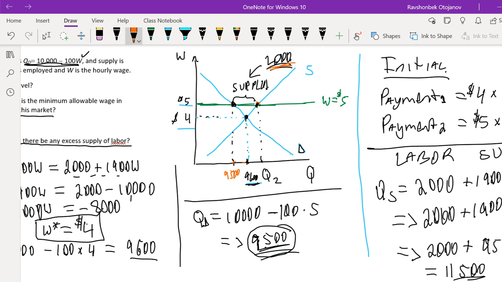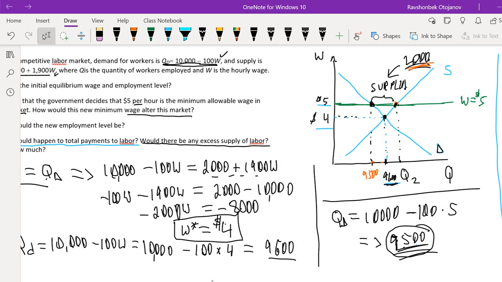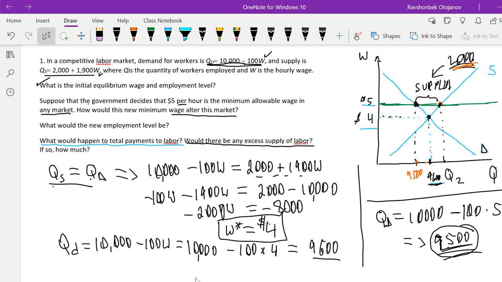So in addition to the 100 people who lost jobs, there are 1,900 extra people who are willing to work but are still looking for jobs. So that's the unemployment level in a way, if that makes sense. Right, so we've done that. We've completed this question.